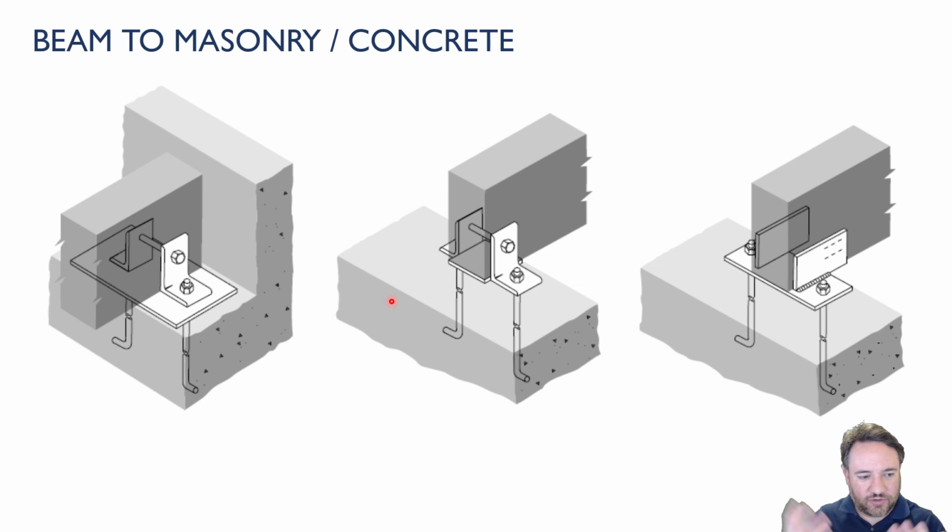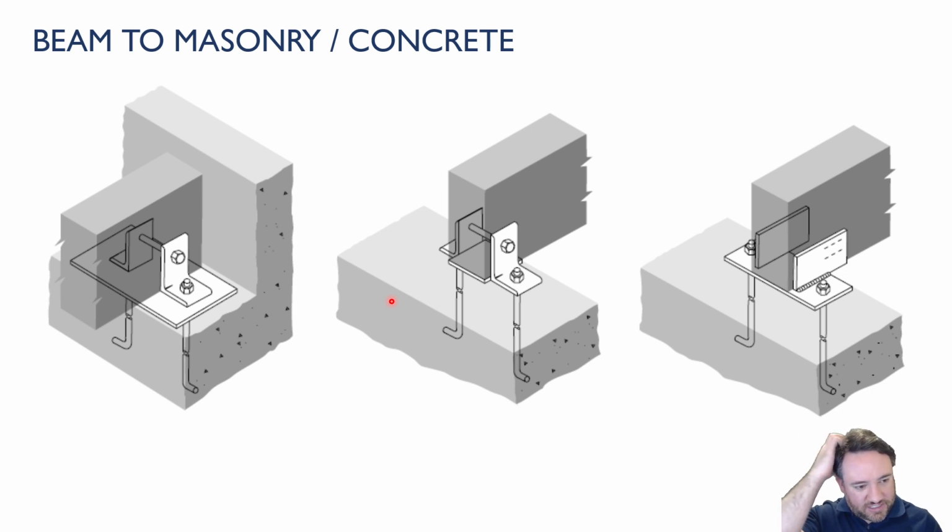All right, so for example, I'm going to start with, if I have a beam sitting on masonry, what are the things that I need to consider? We'll look at beam to beam connections. We'll look at beam to column connections. We'll look at column to foundation connections. Just a few examples and some pitfalls to avoid.